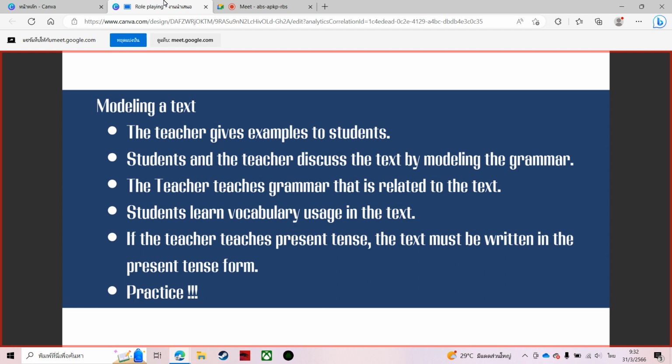And the next one is, yeah, I already told that if the teacher teaches in present, then the text must be written in the present tense form. Yes, I already told you that. And practice. This is really important. Make sure your students understand everything in grammar that you have taught them. And the more you practice, the stronger students become.